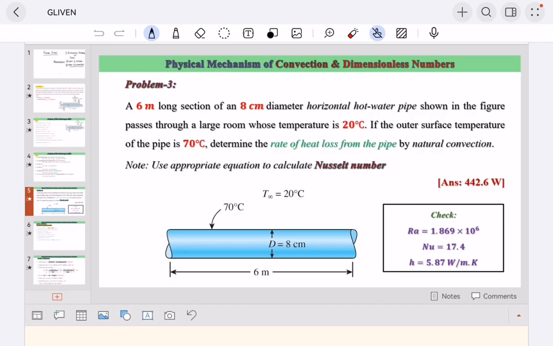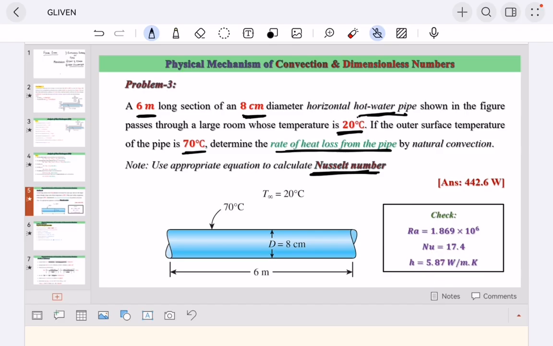So let's read this question. A 6 meter long section of 8 centimeter diameter horizontal hot water pipe in the figure passes through a large room whose temperature is 20 degrees. So that's T infinity. If the outer surface temperature of the pipe is 70, determine the rate of heat loss from the pipe by natural convection. Use the appropriate equation to calculate the Nusselt number.